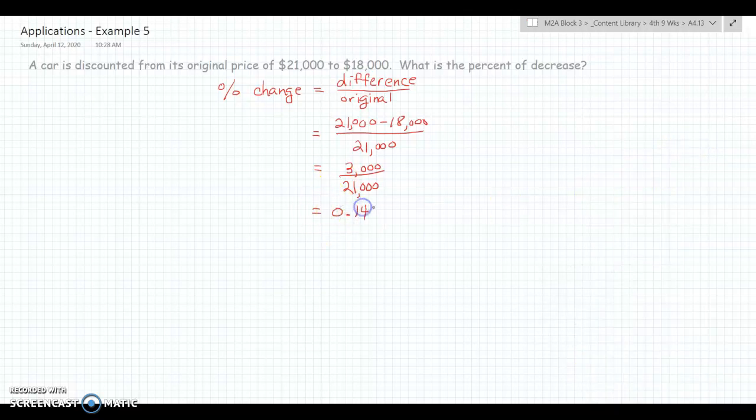of 0.14. Now to change a decimal back to a percent, we just need to either multiply by 100 or move the decimal 2 places to the right. So when we move that two places to the right, we find that the percent decrease equals 14%.